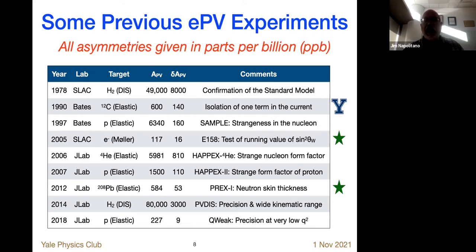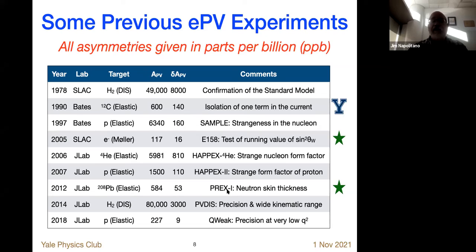I'd also want to point out that 2 of these experiments are very similar to the ones I'll be talking about today. In 2005 at SLAC, E158 did a test of the standard model by measuring a relatively small 117 parts per billion asymmetry to plus or minus 16 parts per billion, so not quite the 10% level of precision.